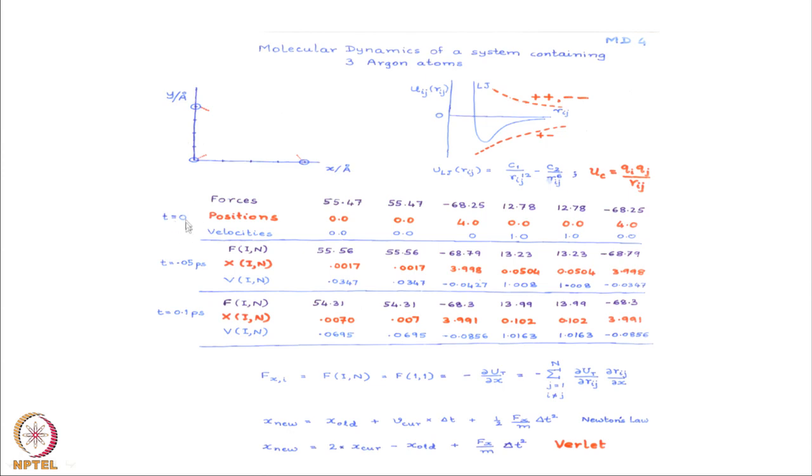So, this is my initial position. At the initial position, the first particle is at 0, 0, the second particle is at 4, 0, and the third particle is at 0, 4. I calculate the forces on each of these particles using this formula. Of course, these are Lennard-Jones particles, so there are no charges. So, I am just going to calculate the forces now.